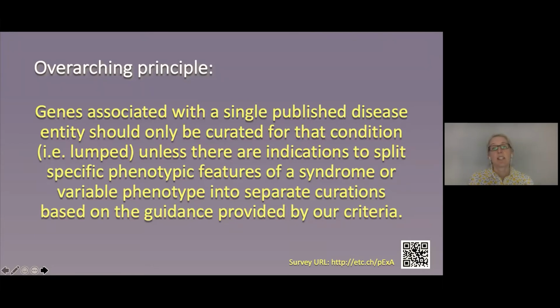So for instance, the gene NF2 with the very well-known disease neurofibromatosis type 2. We would suggest that NF2 is curated for neurofibromatosis type 2, rather than saying NF2 for Lisch nodules. Lisch nodules is a feature of the full syndrome of neurofibromatosis type 2. So this is the indication of that overarching principle when we think about syndromes, and then we think about features or constellations of those features within a particular disease.